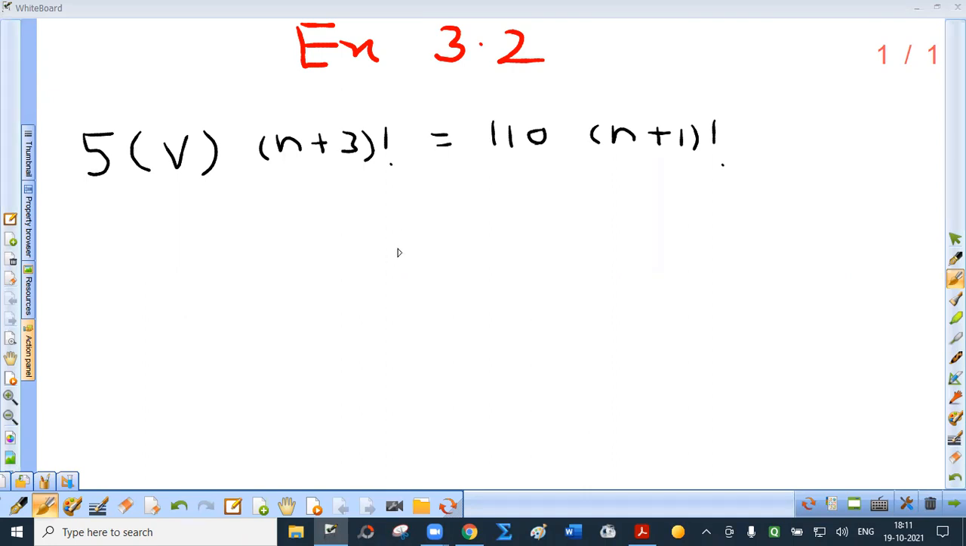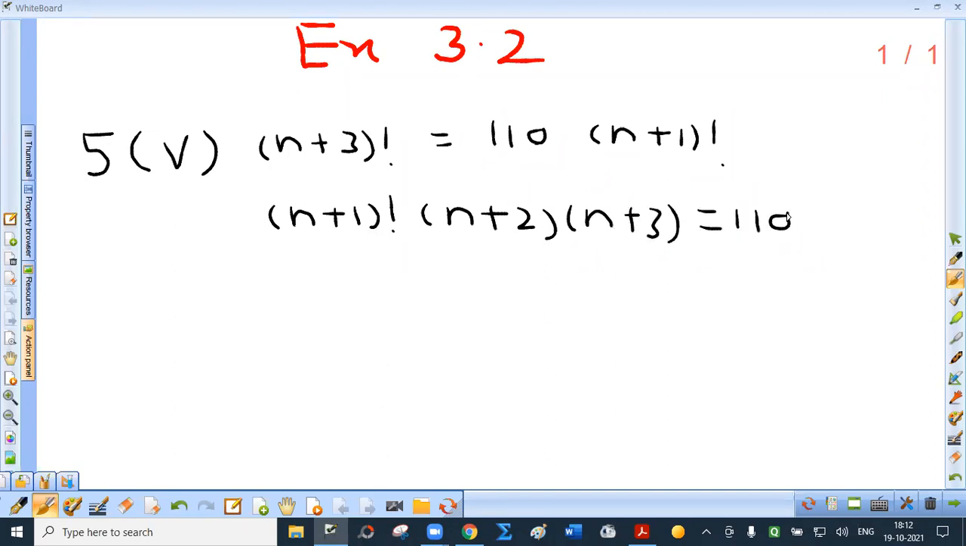Now we have seen that factorial of greater can be expressed in terms of factorial of smaller. Which is greater, n plus 3 or n plus 1? Obviously n plus 3. Let me explain. Factorial of greater is factorial of smaller, that is n plus 1 factorial, and go on adding 1 unless you get greater. So n plus 2, n plus 3. RHS as it is, 110 into n plus 1 factorial. Can I cancel n plus 1 factorial?